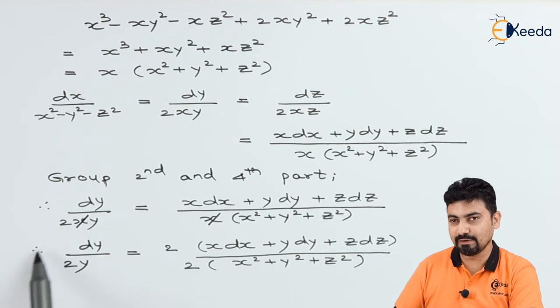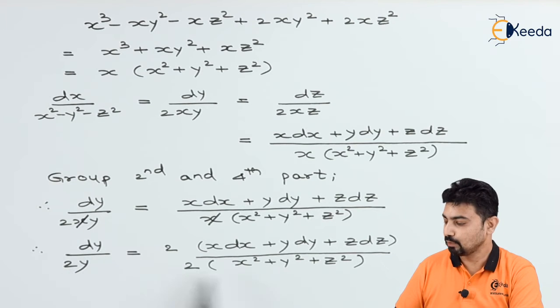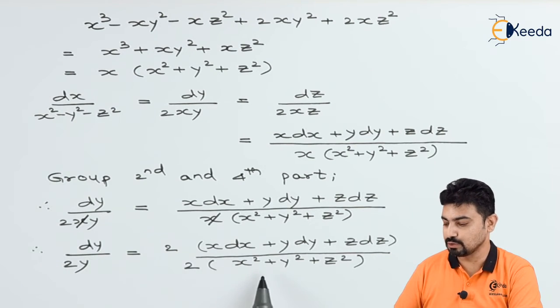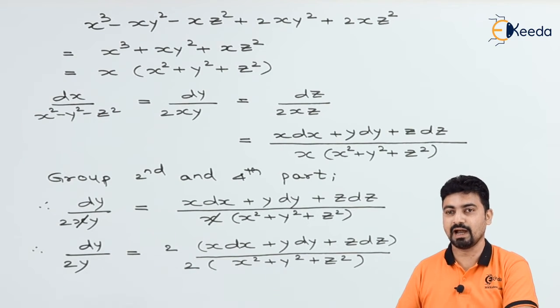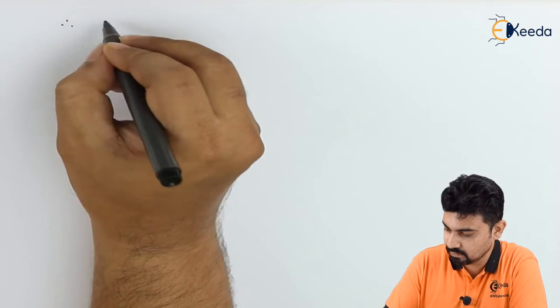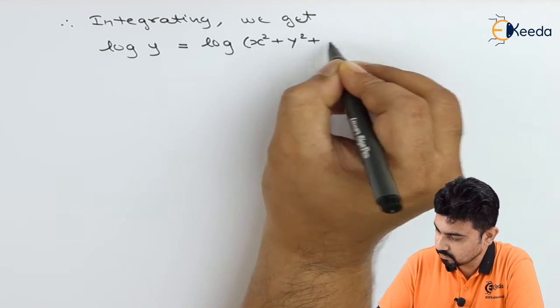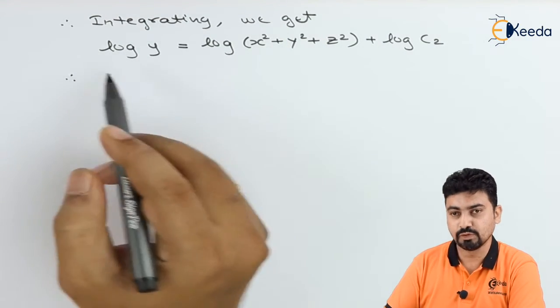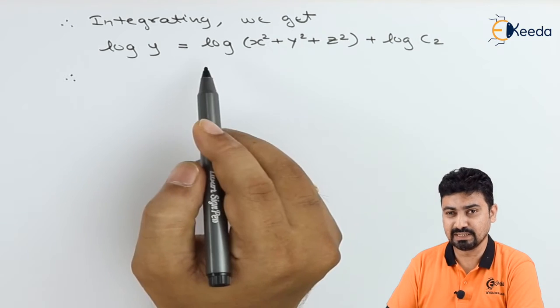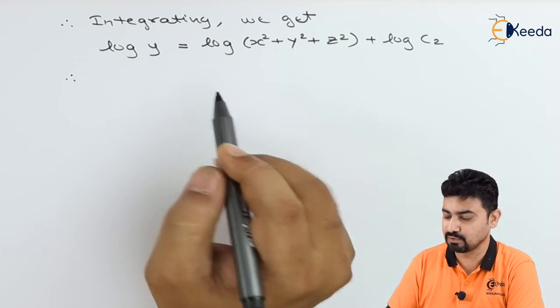On integrating the left hand side, we will get log y. On integrating the right hand side also, since we have the derivative of the denominator in the numerator, we will be getting log of the denominator. Let us write that answer and find the second part of the solution. So this is what we get after integrating. Let us simplify this further and get the second part of the solution.